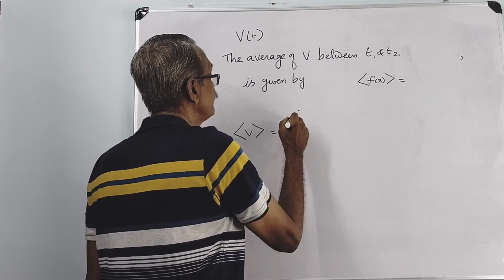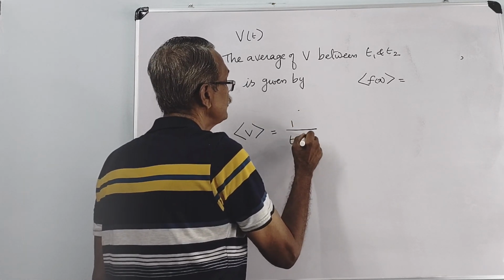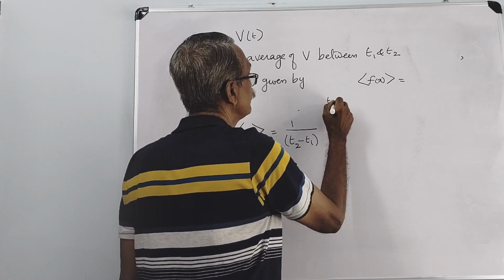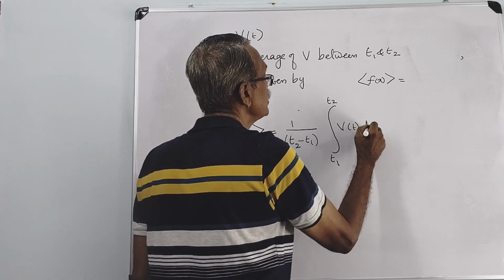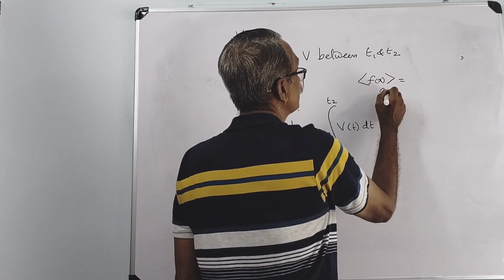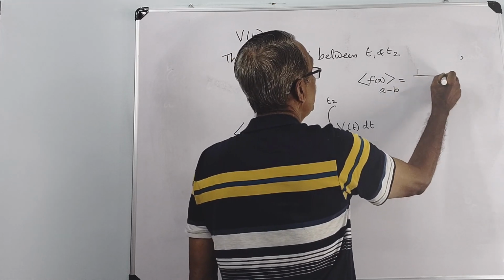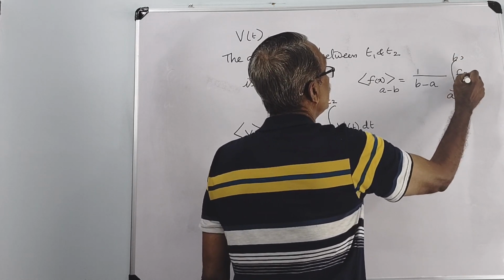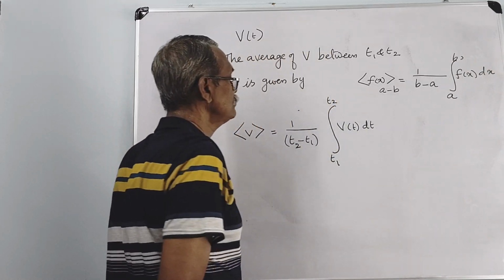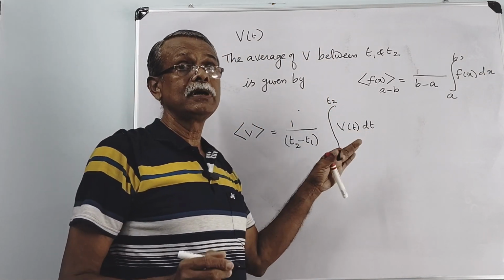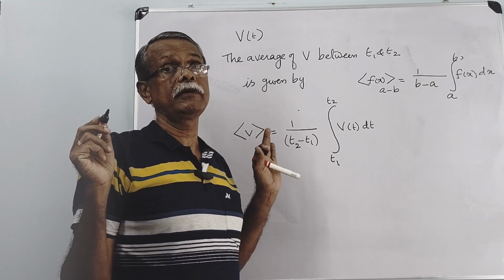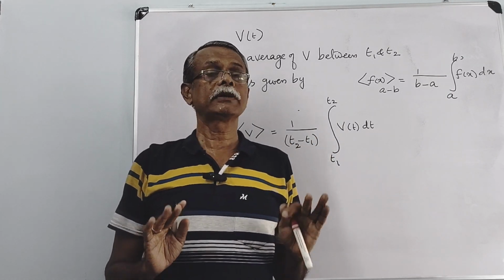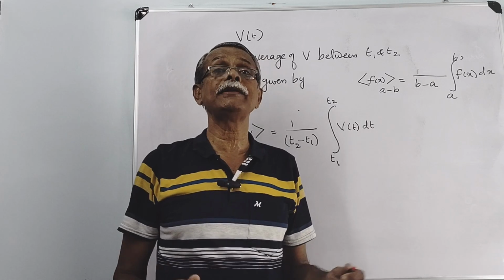For this it is 1 by T2 minus T1 integral T1 to T2 V(t) dt. Here, if it is from a to b, it is 1 by b minus a integral a to b f(x) dx. This is the definition of the average of any continuous function. Average of any continuous function can be calculated using this method. Therefore, that is very useful and handy.